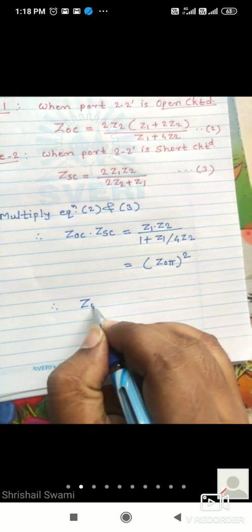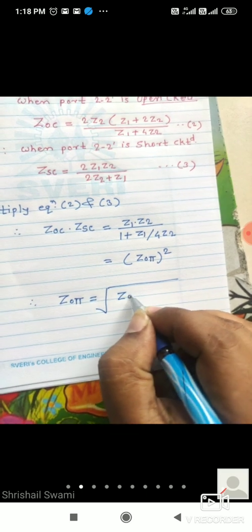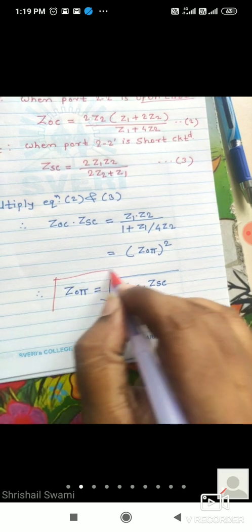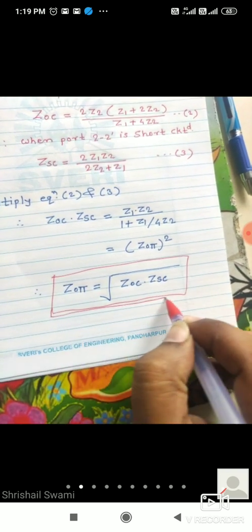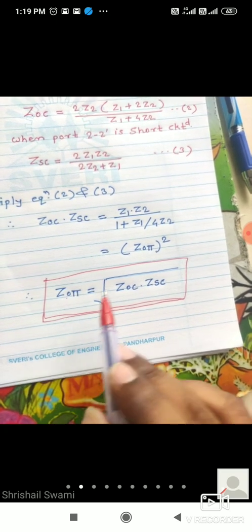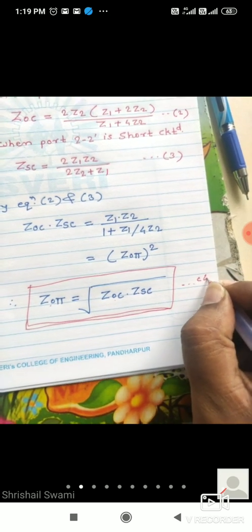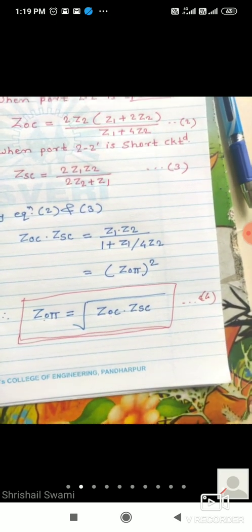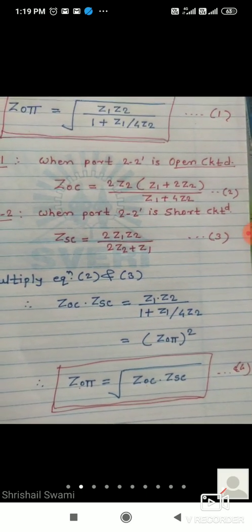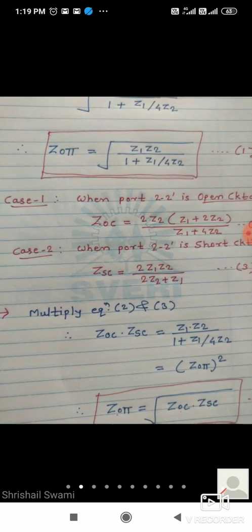So Z0 pi is also equal to under root ZOC into ZSC. So this is another equation where it is showing the relation between the characteristic impedance of the pi filter with respect to open circuit and short circuit. So you can call it as equation number 4. So all these questions will be asked as MCQ questions, or the formulas are required in the design of any filter which we are going to learn in this unit.